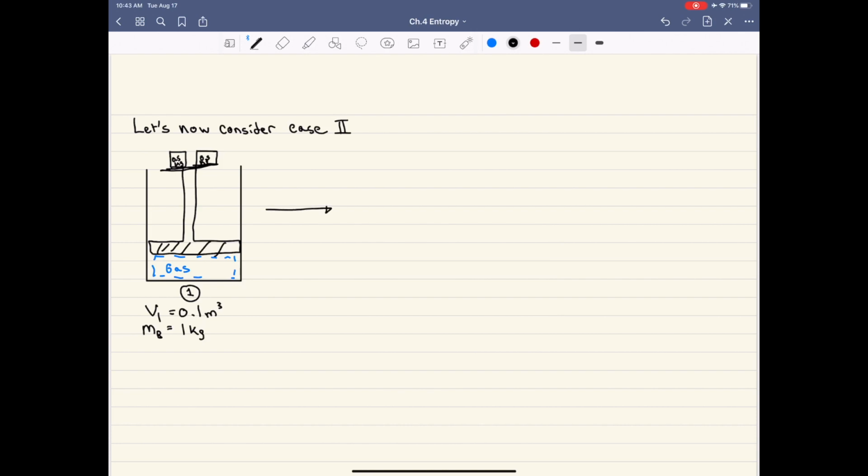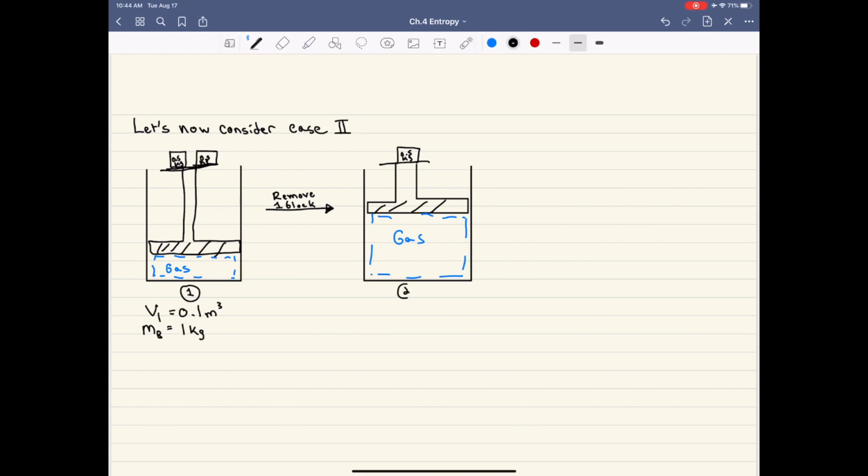And what we're going to do is remove one block at a time. So we remove one block. Removing one block allows the gas to expand a little bit to some volume that's intermediate between 0.1 meter cubed and 1 meter cubed.